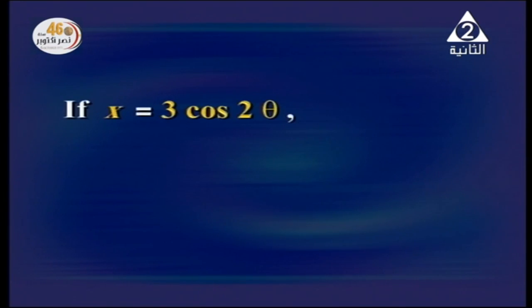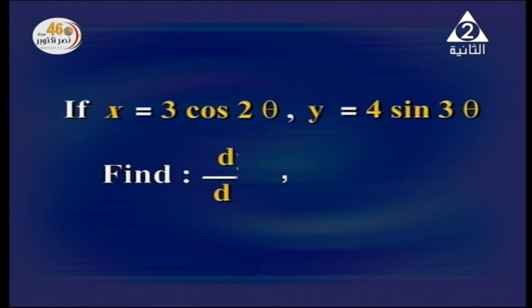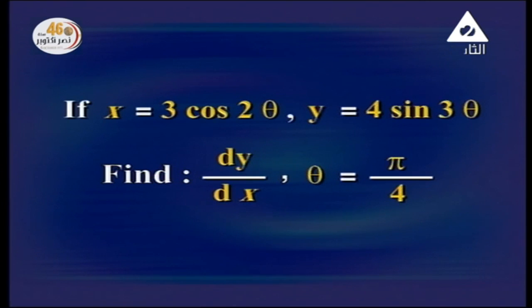x equals 3 cosine 2 theta, y equals 4 sine 3 theta. Find dy over dx when theta equals pi over 4, or 45 degrees. My dear student, we have two functions. The first, x as a function of theta, and y as a function of theta, and the required is dy over dx.